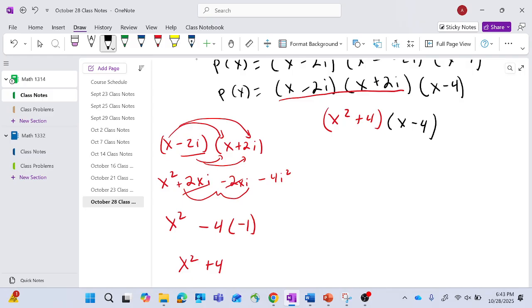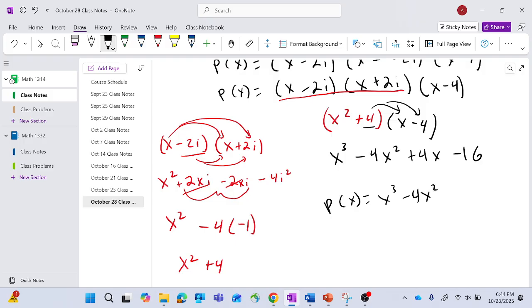From here, take that x squared and distribute it to the next term. So x squared times x is x cubed. X squared times negative 4 is negative 4x squared. Then take the 4 and distribute that as well. 4 times x is 4x. 4 times negative 4 is negative 16. And that's your answer. So p of x is x cubed minus 4x squared plus 4x minus 16.